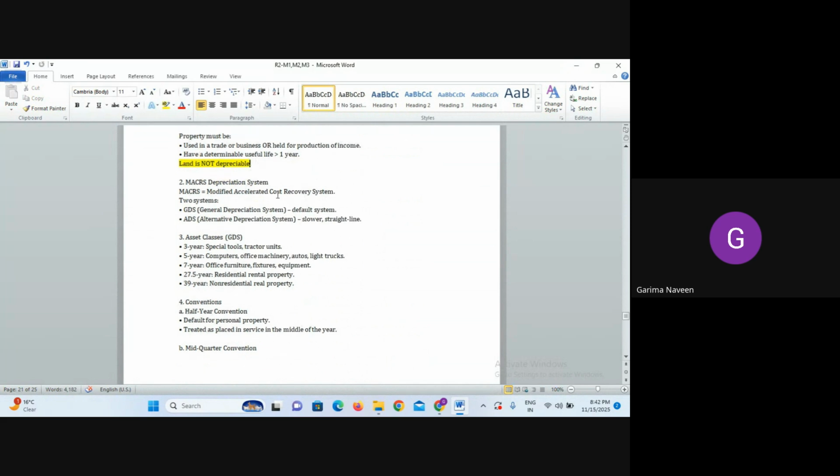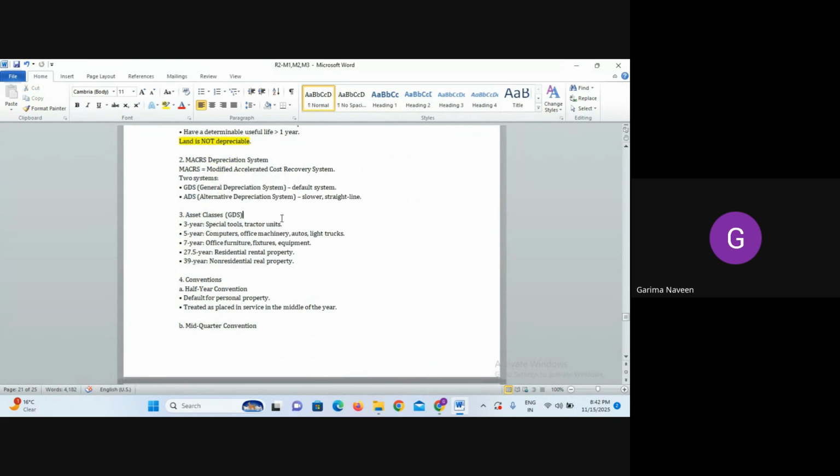Okay. For tax purposes, we use the MACRS depreciation system, that is the Modified Accelerated Cost Recovery System. Under this, we have two systems, which are GDS and ADS. GDS is the default system, which will be applicable. The Alternative Depreciation System is applicable under certain conditions, which is a slower method, and the straight line method is used.